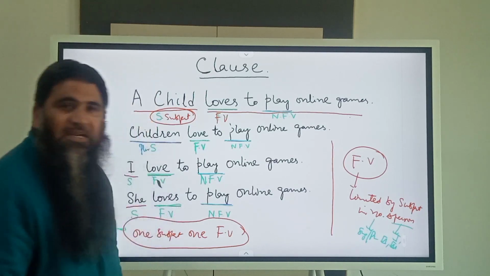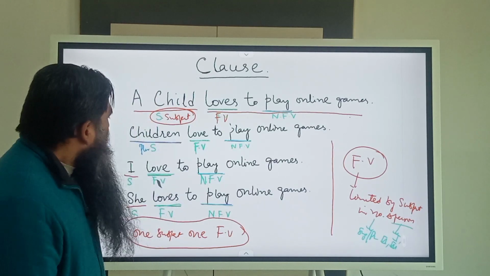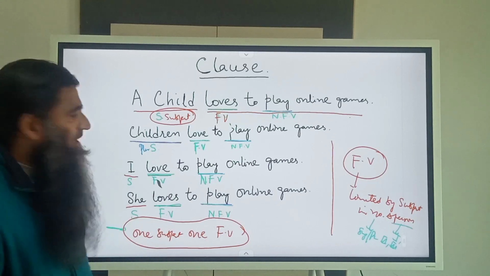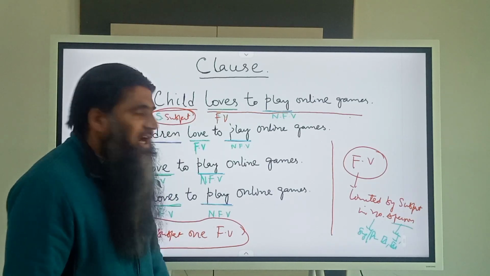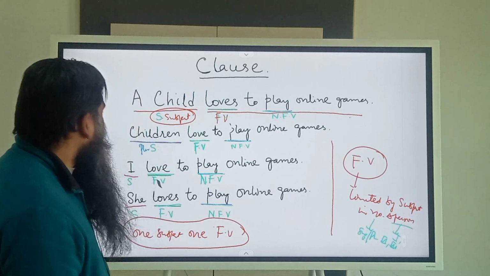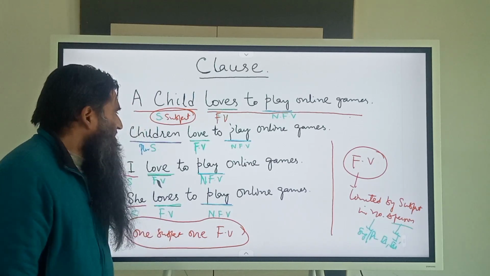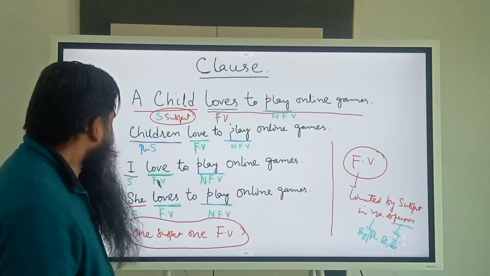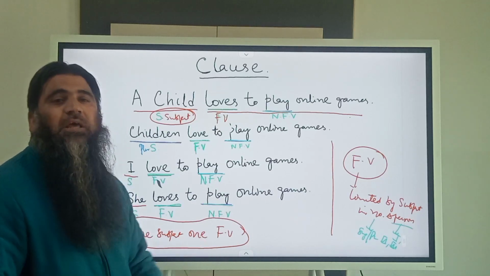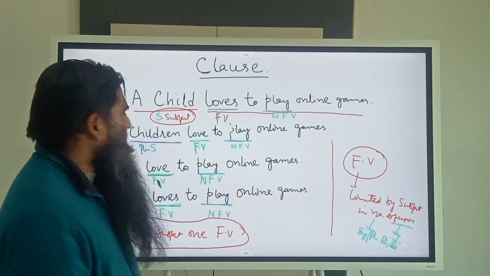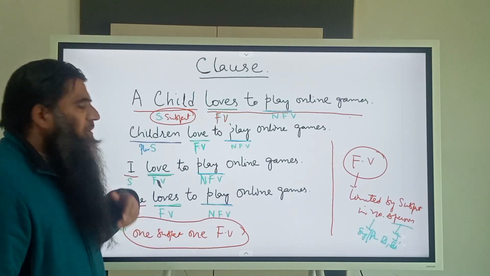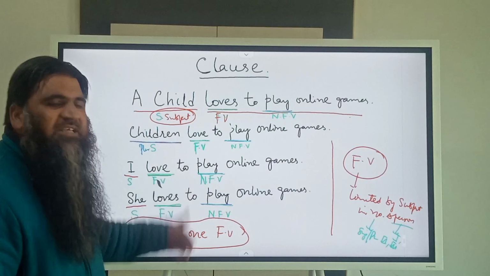So let us start. For this purpose I have written here, dear viewers, 4 sentences. The first sentence, a child loves to play online games. The second sentence, children love to play online games. Third sentence, I love to play online games. And in the fourth sentence, she loves to play online games. Now, let us analyze these sentences.